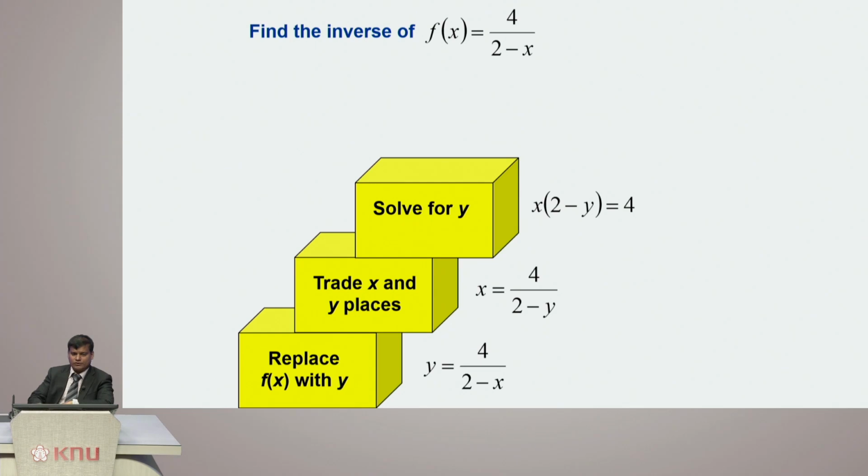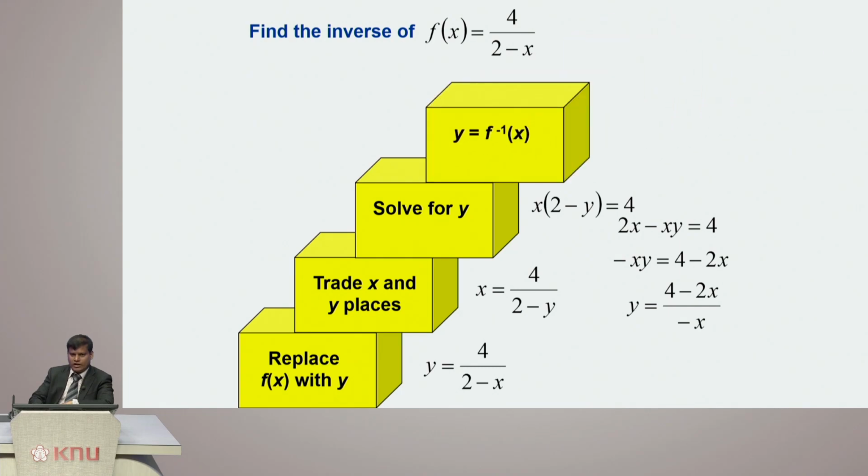So we have to solve for y. Let's try to simplify it. As you simplify, you get y equals 4 minus 2x by x. So y equals the f inverse of x. That's what the solution is. Therefore, f inverse of x is 4 minus 2x by x. That's the solution that you have.